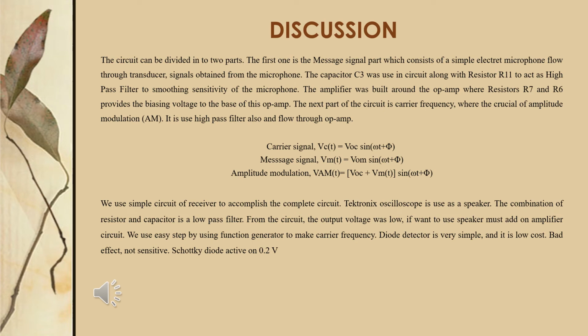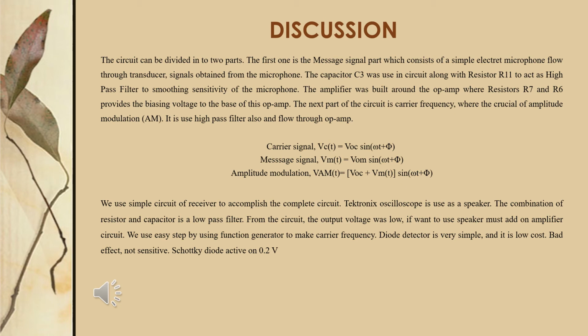Hello, Assalamualaikum. For the discussion part, the circuit can be divided into a few parts, which are message signal, high pass filter, carrier frequency, and receiver. For the message signal, the microphone produces a signal through a transducer. For the high pass filter, capacitor C3 was used in the circuit along with resistor R1 to act as a high pass filter. For the amplifier, resistors R7 and R6 provide biasing, which amplifies or reduces the signal.